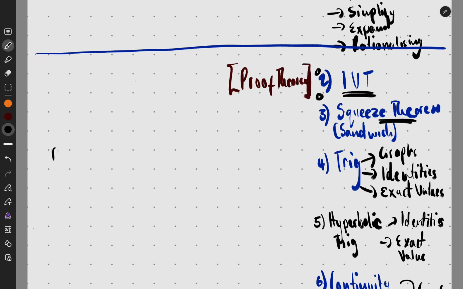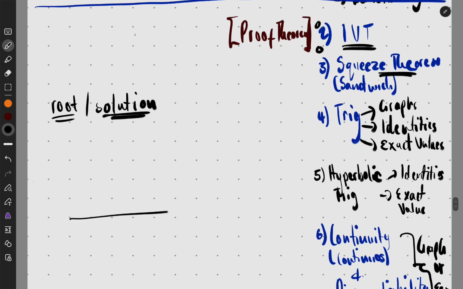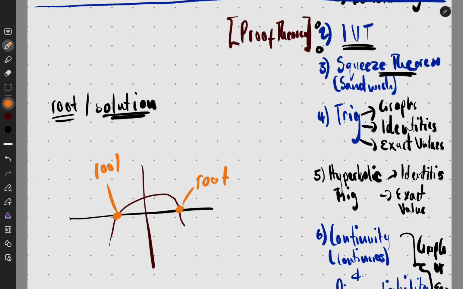If they say prove that there is a root or prove that there is a solution, a root or a solution is a value which gives you an answer of 0. If you look at a graph, here is a root and here is another root. These are the roots or solutions, like when you saw x equals 4 or x equals something else. If you put them in your function, what answer will you get? 0. So if they say prove that there is a root, or a solution, they're saying prove that there is a value which gives you an answer of 0.